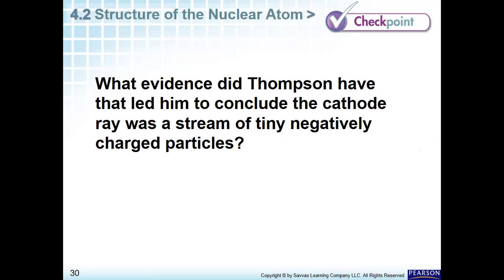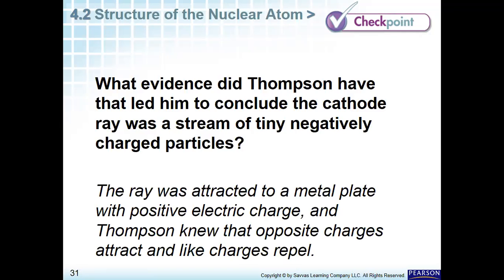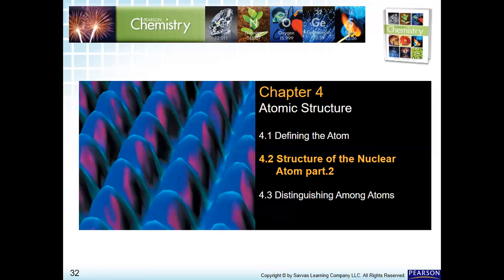So let's do some refreshing. What evidence did Thomson have that led him to conclude that a ray was a stream of tiny negatively charged particles? Exactly: the ray was attracted to a metal plate with positive electric charge, and Thomson knew that opposite charges attract and like charges repel.